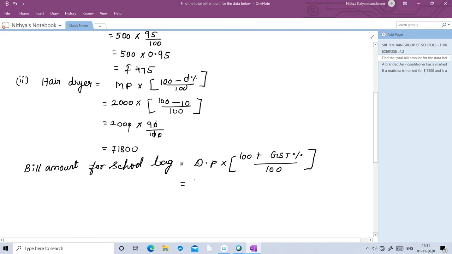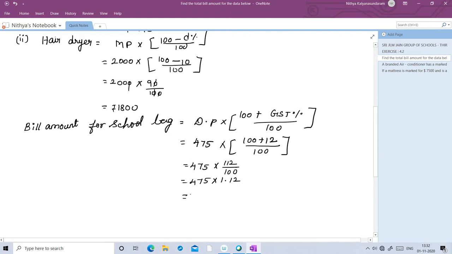So for the school bag we calculated 475. So 475 into 100 plus GST, which is 12% for the school bag, divided by 100. 475 into 100 plus 12 is 112, by 100. So 475 into 1.12. If you are multiplying, you will get rupees 532. So this is the bill amount for the school bag.